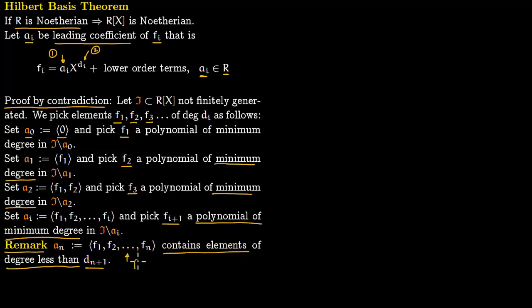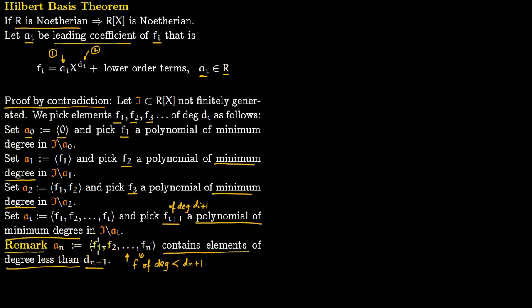So if there is a polynomial f of degree less than d_{n+1}, then this f is an element of this ideal. That's precisely the way we have constructed it. Every time we are adding a polynomial into our ideal, this polynomial in the previous step has been picked up as being of minimum degree in the ideal minus whatever we have before. So this is of degree d_{i+1}, and this was of degree d_i.